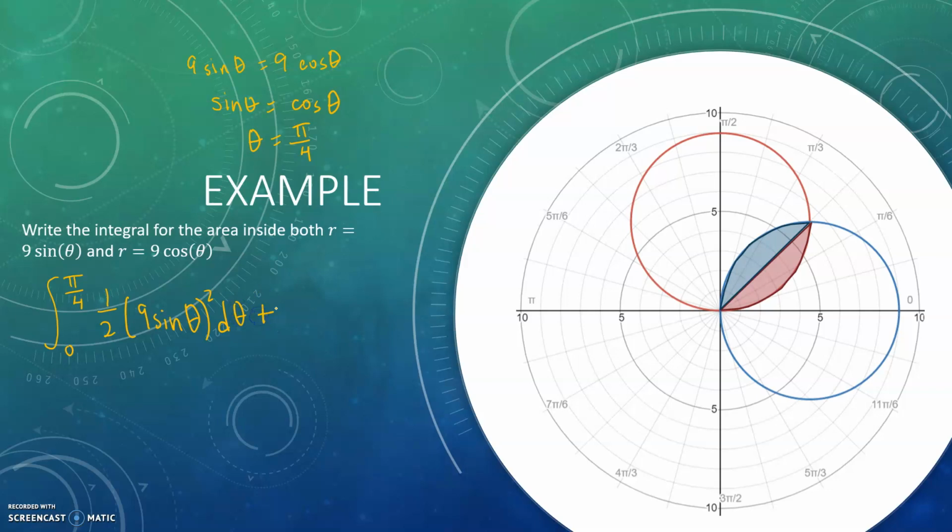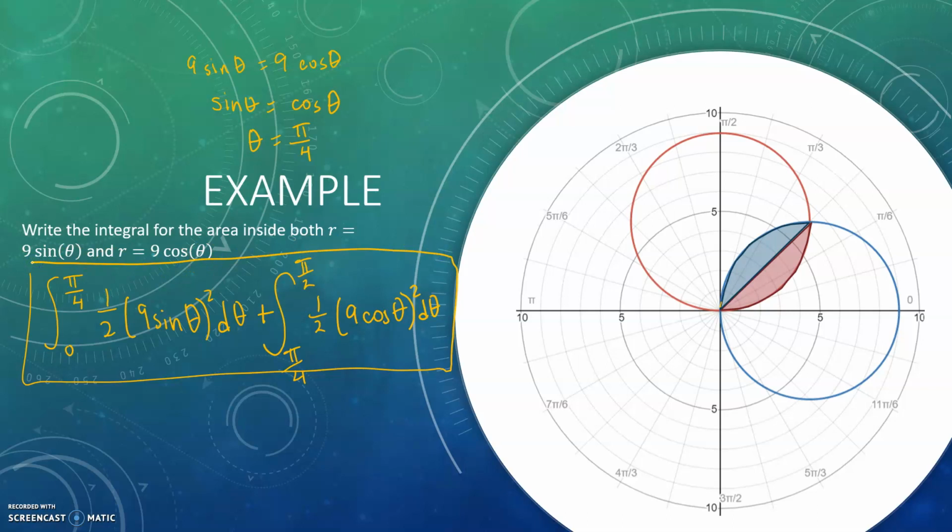And then I'm going to add the integral from pi over 4 until the cosine gets back to 0, so pi over 2. Okay. So we have to be thinking as we're setting these up about whether we're subtracting two integrals or whether we're going to add two regions together to get our total area.